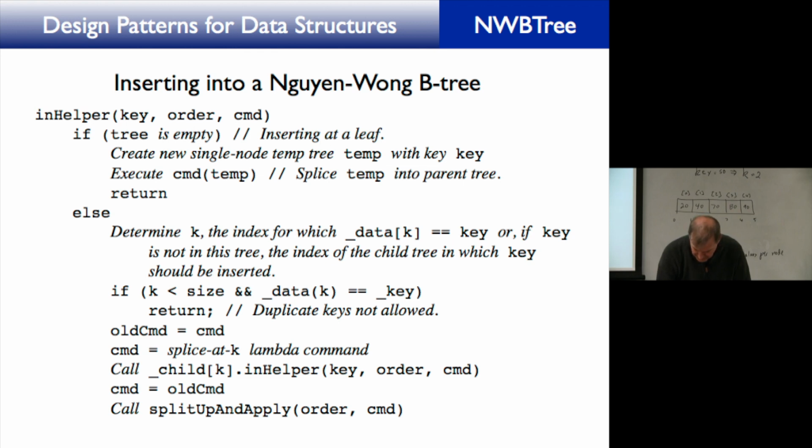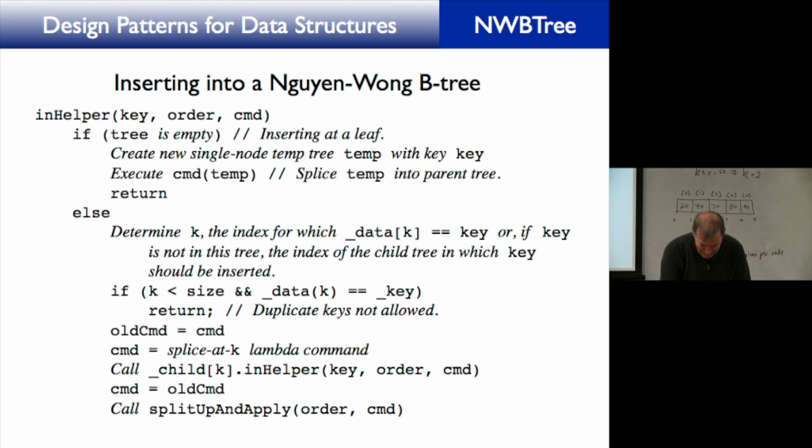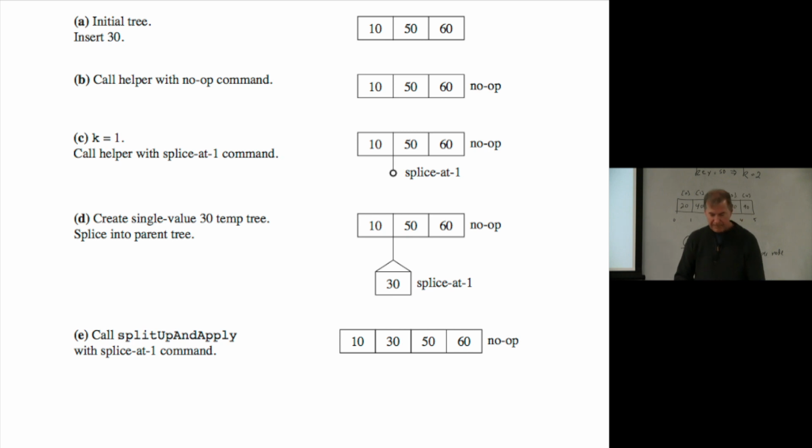Now what does it say? With key 30. So here, create a single value 30 temp tree. Are you with me? And then what does it say? Execute. Now what does it say to execute? What's the command? Splice that 1 with what? With what tree? So the 30 goes up? Yes. So splice into the parent tree, right? So execute command temp. And boom. All right?